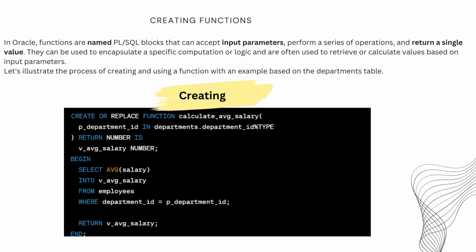In Oracle, functions are named PL SQL blocks that can accept input parameters, perform a series of operations, and return a single value. They can be used to encapsulate a specific computation or logic and are often used to retrieve or calculate values based on input parameters. Let's illustrate the process of creating and using a function with an example based on the departments table.